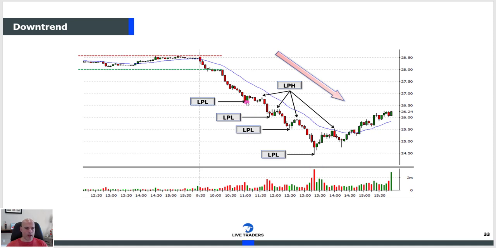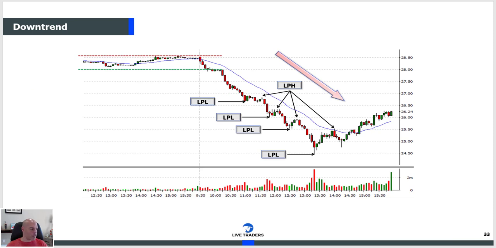Point is, lower pivot high, lower pivot low. Below the moving average the whole time. Lower highs and lower lows. You would never go long on this, except we'll talk about the exception in a little bit.